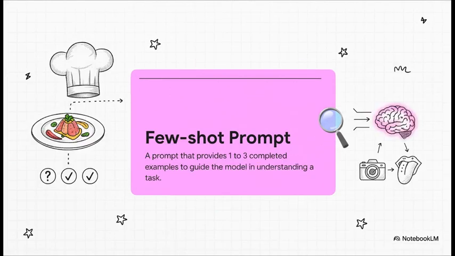Okay, but now, what if you could actually show that chef a picture of the dish? Or even better, let them taste a little sample. That's a few-shot prompt. You're giving the AI just a couple of perfect examples of what you want, which acts like a super powerful guide for it to follow.